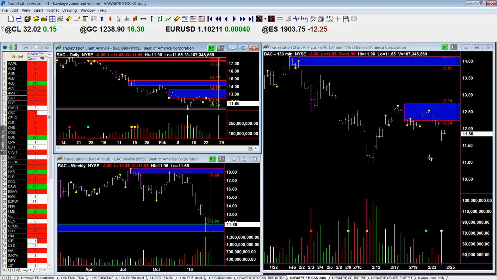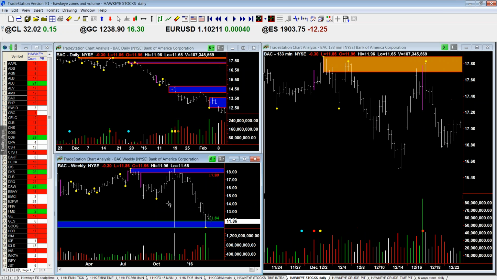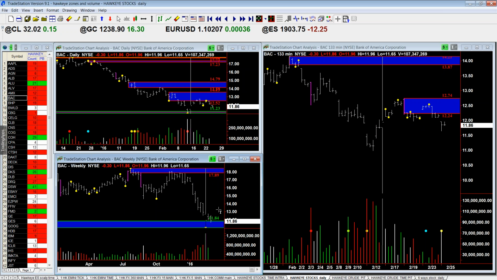You've got to go through and really see. And again, if you come down here, here is one of the Hawkeye zones. There's the yellow dot. There's the volume. Here it is, testing itself again, getting steam up. It'll push itself out of here and push itself back up.